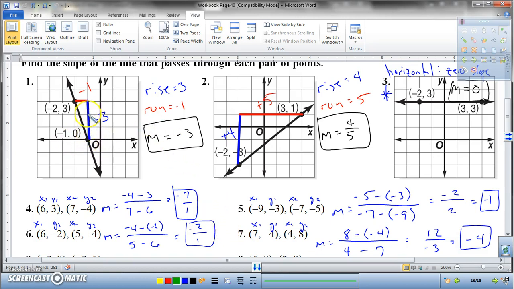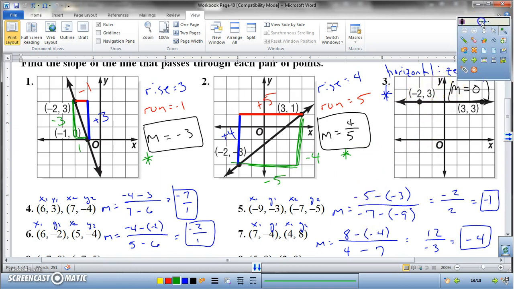Okay, so you can either go up 3, left 1, like I did here, giving me a rise of 3, a run of -1 since I'm going to the left. It gives me a slope of -3, or I can go down 3, right 1. That would be a -3 over +1, which would still give me a slope of -3. Same deal here: rise 4, run 5 for a slope of 4/5, or I can go down 4, left 5, which would still give me a negative over a negative and a positive slope.